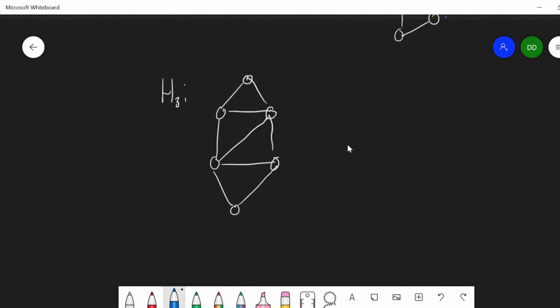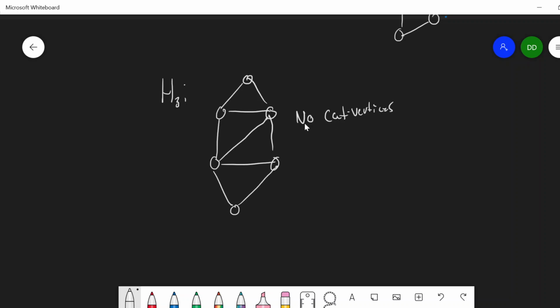Finally, we'll look at H3 here. And again, I'll just go vertex by vertex and identify the cut vertices. So let's see, this one, not a cut vertex. The graph is connected after its removal. This one, not a cut vertex. Not a cut vertex, not a cut vertex, not a cut vertex, not a cut vertex. So this graph contains no cut vertices.